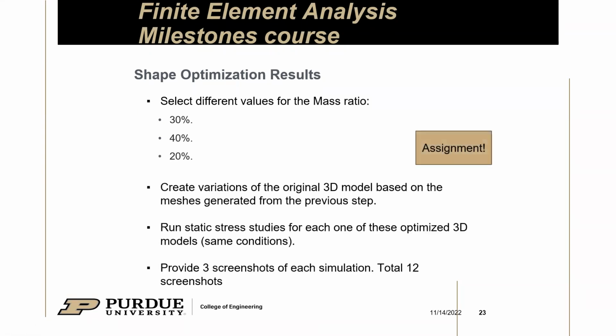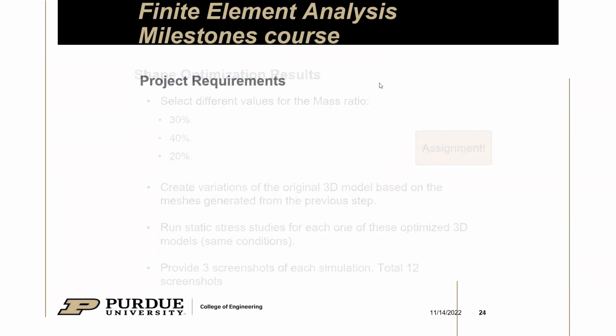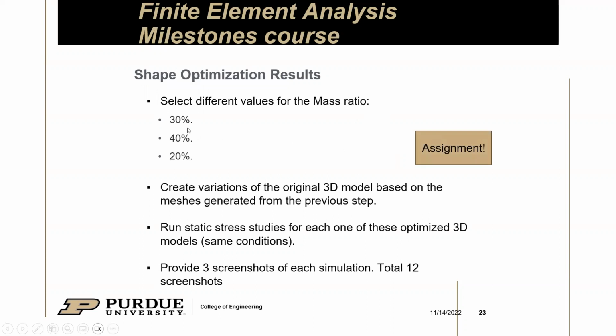But here's what I want you guys to do now, which is to change the mass ratio. Sorry, from 30 to 40, and then from 40 to 20. So in total, I want you guys to do shape optimization 3 times. And if you guys followed along for 30, it should mean that you guys have 2 more to go.